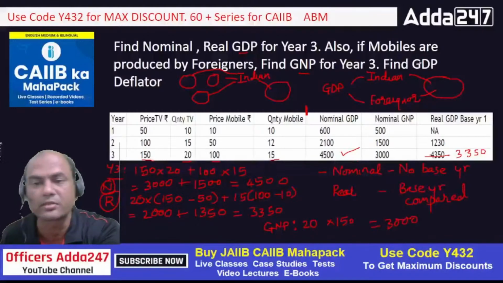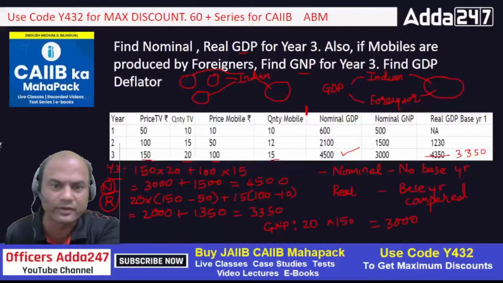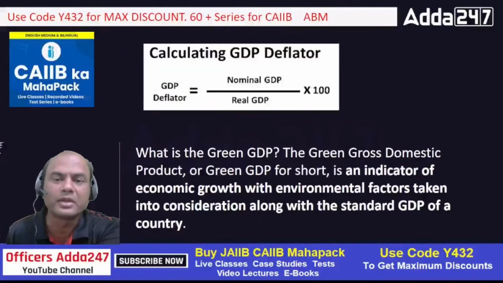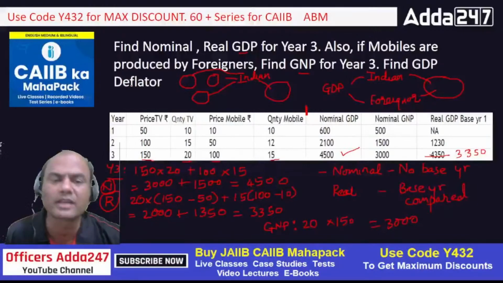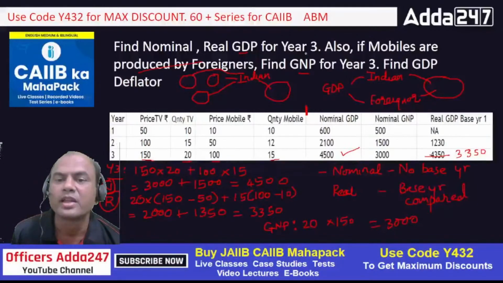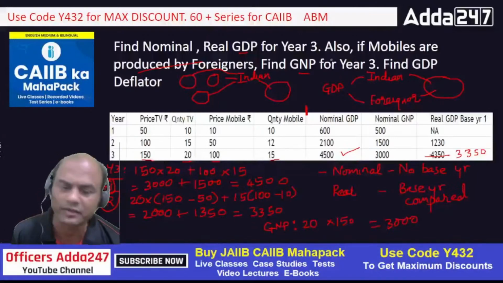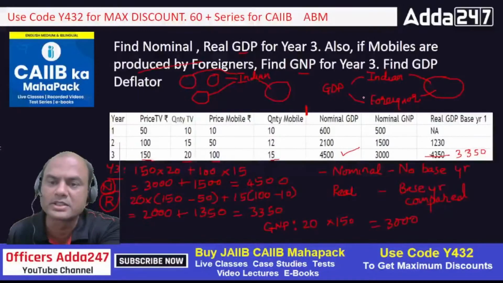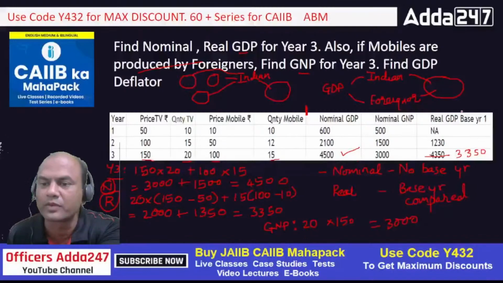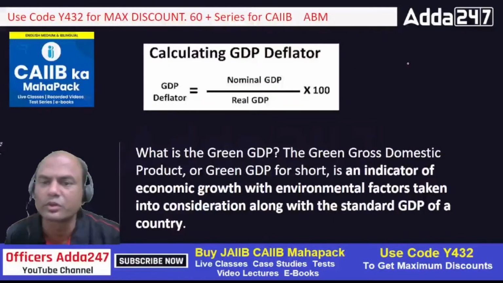Okay, now let's solve the problem. What is the formula? Has anyone written? Yeah, nominal upon real GDP. GDP deflator means nominal upon real GDP. So now what do we want? GDP deflator for year 3. It is always for some year, so we will consider it for year 3 only. Nominal GDP for year 3 was 4500, right? And real GDP for year 3 was 3350. So do it now.